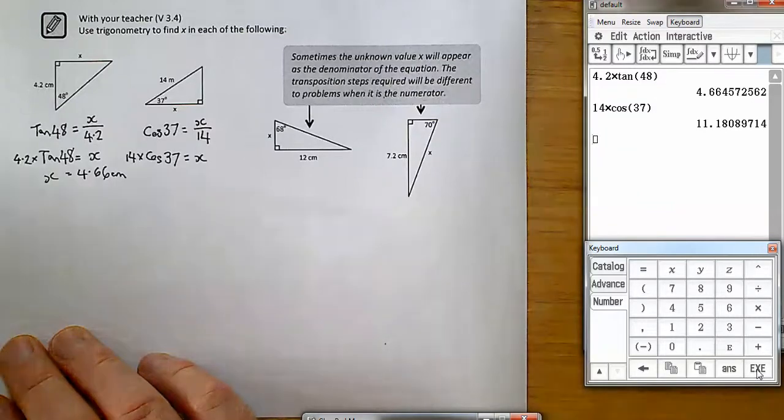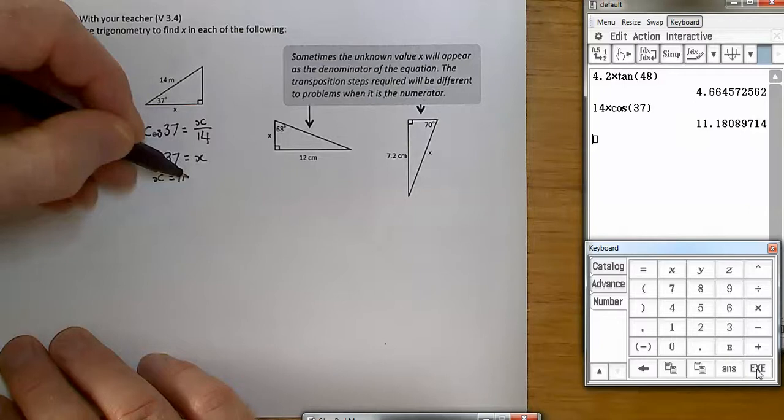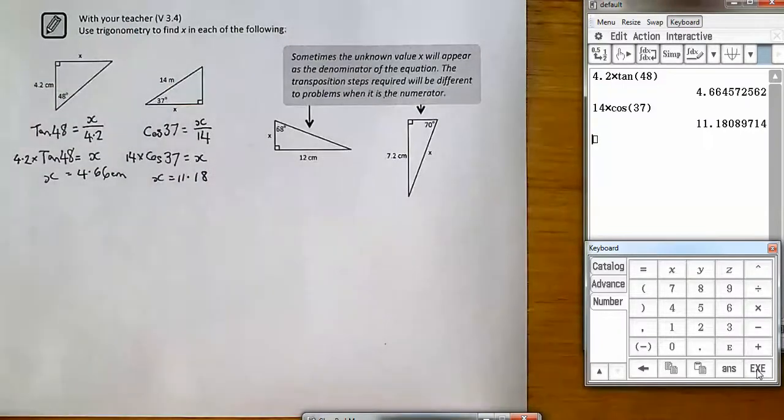And the answer is x equals 11.18. Now, one tip that I would recommend to you, these triangles were drawn for me on the page.